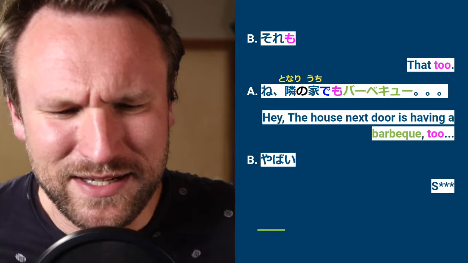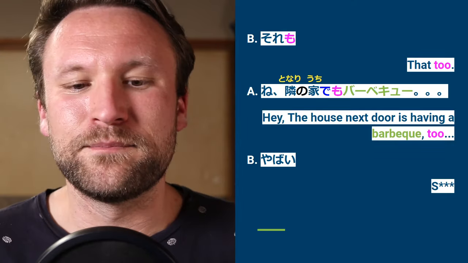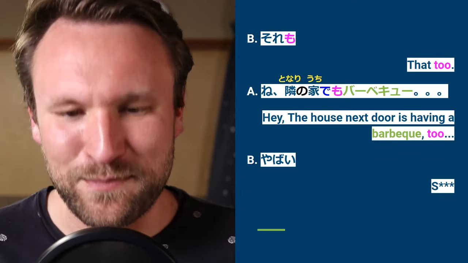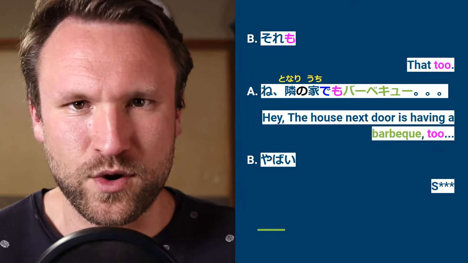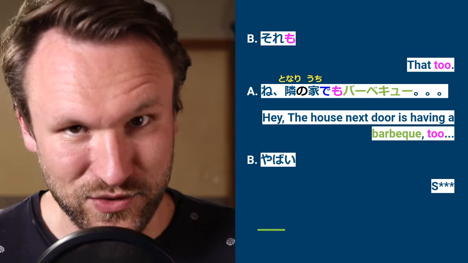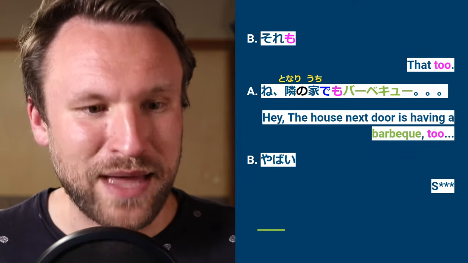I was actually going to do a big TikTok on that, but I never did it. Maybe I'll do a video on it one day. But in this situation, you could think of it as the expletive S, but it's not like a bad word. It wouldn't be censored like we would censor this in English. It's not a bad word at all, but it is very casual.